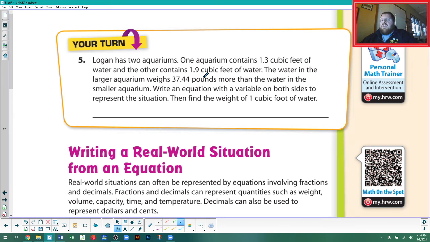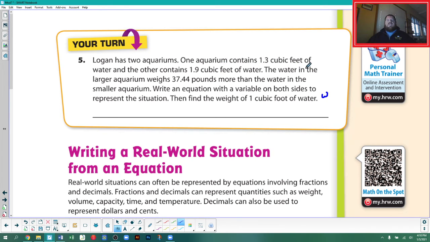So that's going to be our variable. They tell us what to find. That's going to be our variable. We're going to use W for that. Okay. So we're going to deal with this in terms of weights.